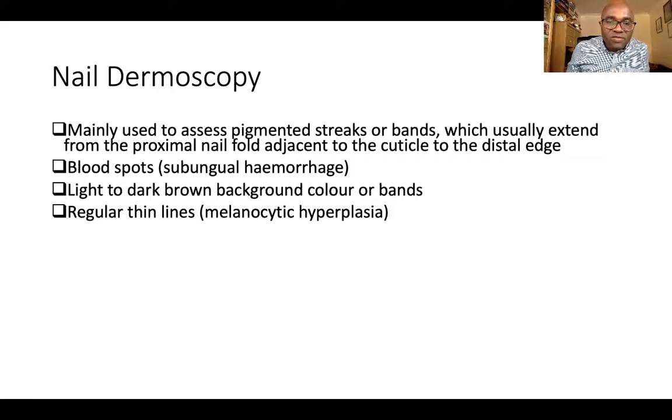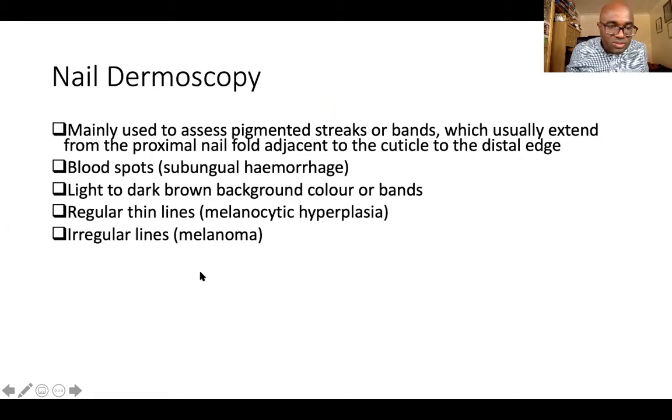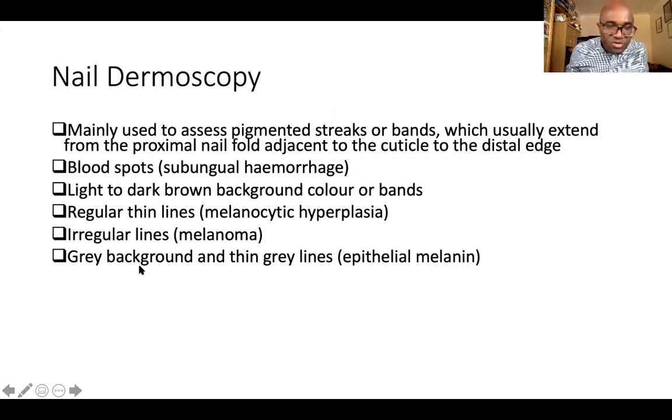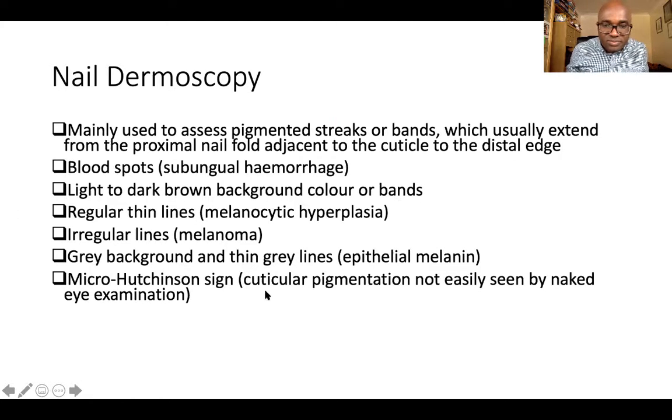You can see regular thin lines, which is melanocytic hyperplasia. You can see irregular lines that you worry about as melanomas in dermoscopy. When you see a gray background, it tells you there might be some epithelial melanin. And then you can see micro-Hutchinson signs where you can see cuticular pigmentation, which is not easy to see with a naked eye examination.